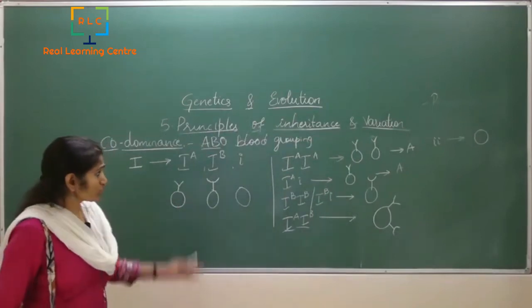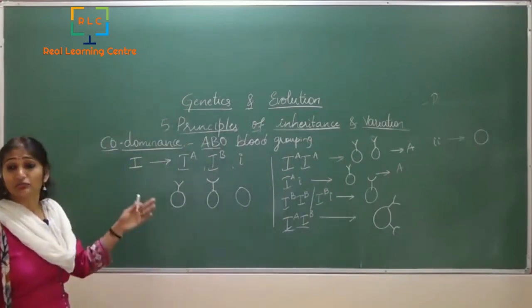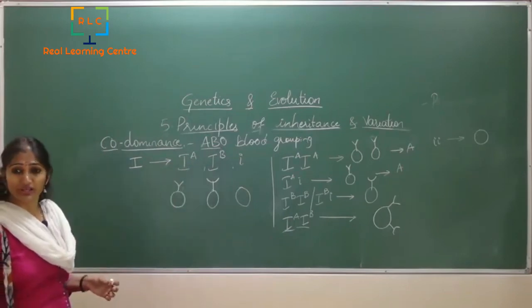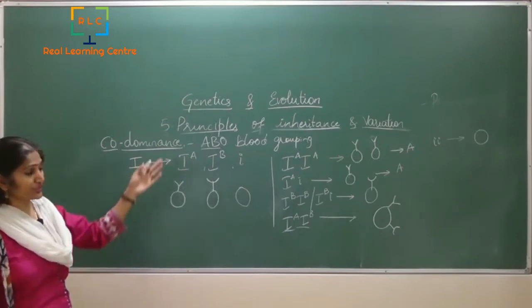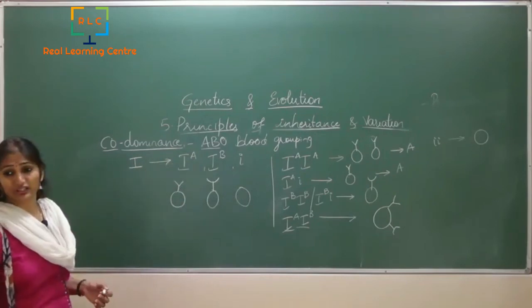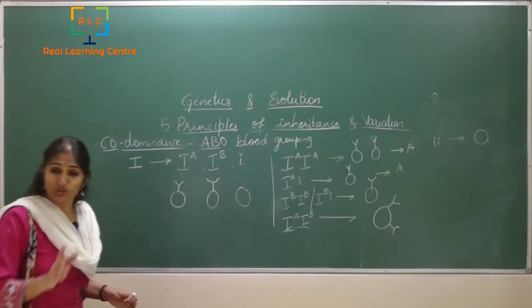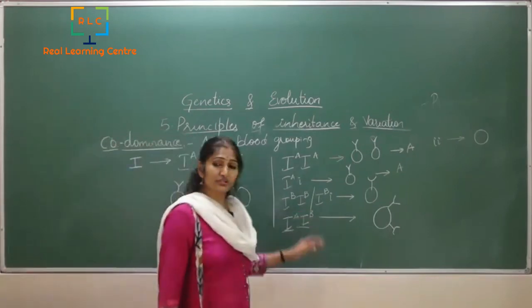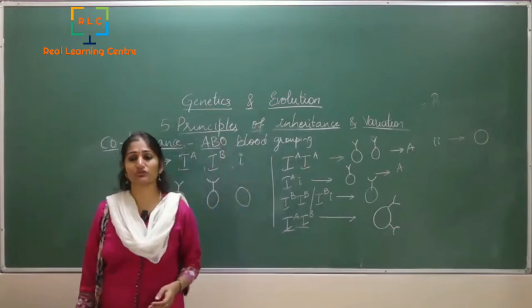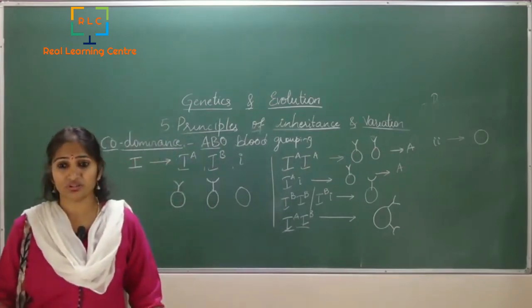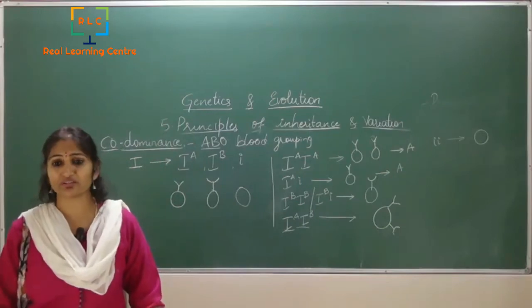So these are some of the combinations of the genes that we might have, and that is also the phenotype that we were talking about. Now if you understand this mechanism, you will also get to know which blood can be used as universal donor, which blood is universal acceptor, and so on.